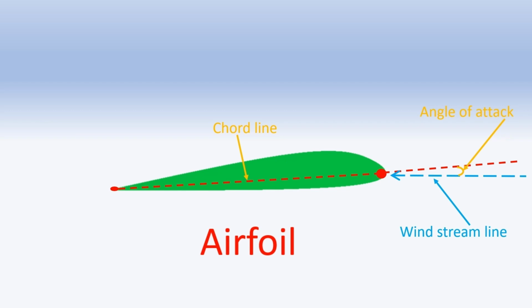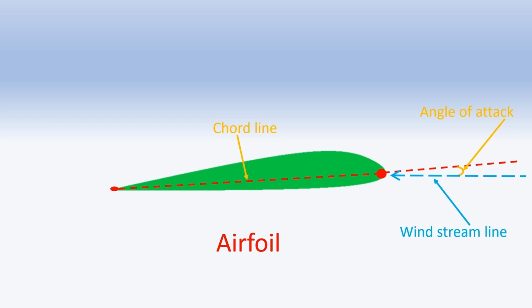At the bottom surface, you will see that the line is almost flat, while the top surface has a curve like this. This shape is called an airfoil. The front point is called the leading edge, and the rear point is called the trailing edge. The imaginary line between the leading edge and the trailing edge is called the chord line. The angle between the chord line and the relative wind stream is called the angle of attack.